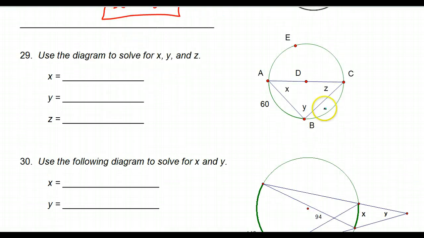Okay, let's look at number 29. Solve for x, y, and z. Okay, I'm just looking around here. Couple of things. I see the 60. So let's just go ahead and get that out of the way. 60 is the arc that goes with angle z here. Alright, and so the angle should be half the arc, so angle z will be 30. Okay, fine and dandy.